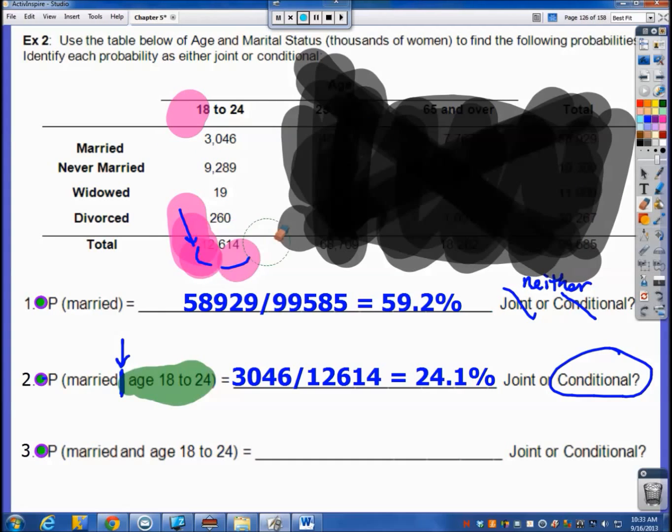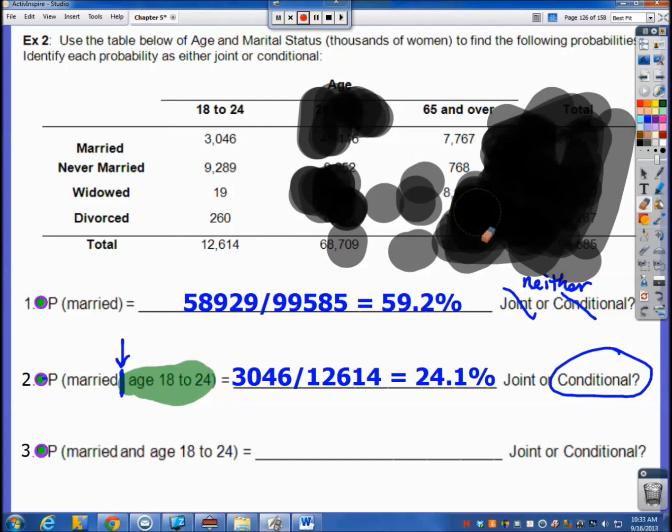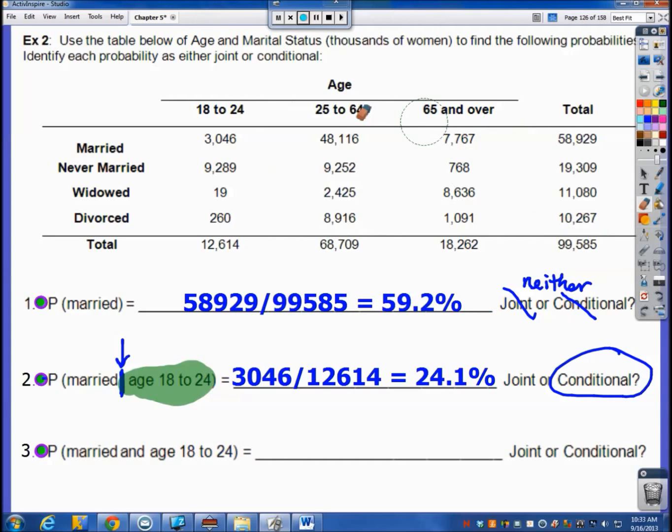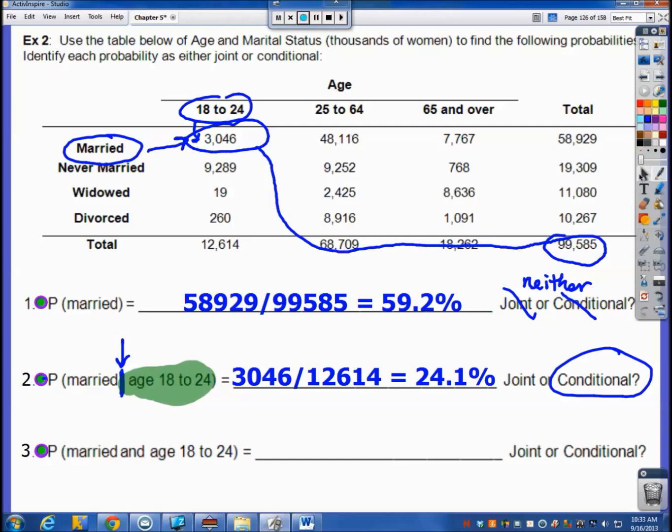All right, number 3, probability that they are married and 18 to 24. Well, now, let's erase all this. So they're married and 18 to 24. Well, here's married, here's 18 to 24. So we're specifically talking about these 3,046 people. Out of how many, though? Well, we didn't give any conditions here. There is no given symbol being used here. So we get to consider that it's this many people out of our grand total 99,585, which gives us only about 3.1%. Now, what type of probability is this? This is a joint probability because we're combining two events here.